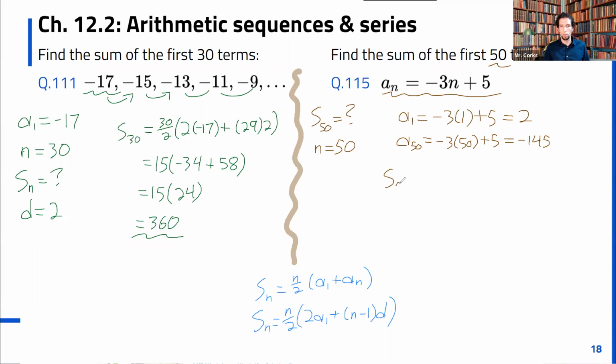So S50 equals 50 over 2. And a1 is 2, a50 is -145, so 2 plus -145. And simplify: 25 times -143. And then we figure that out, whatever that ends up being here.